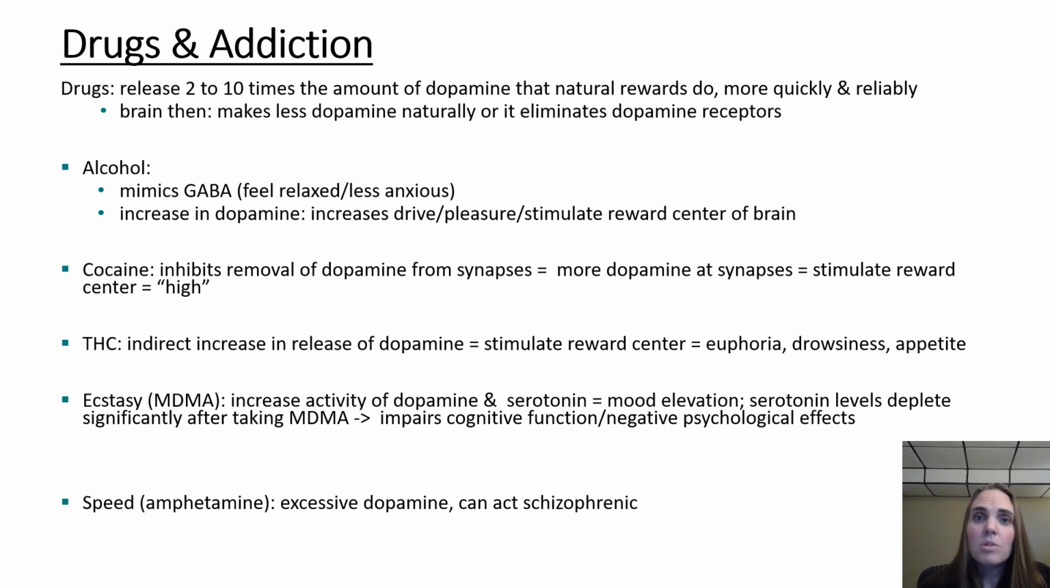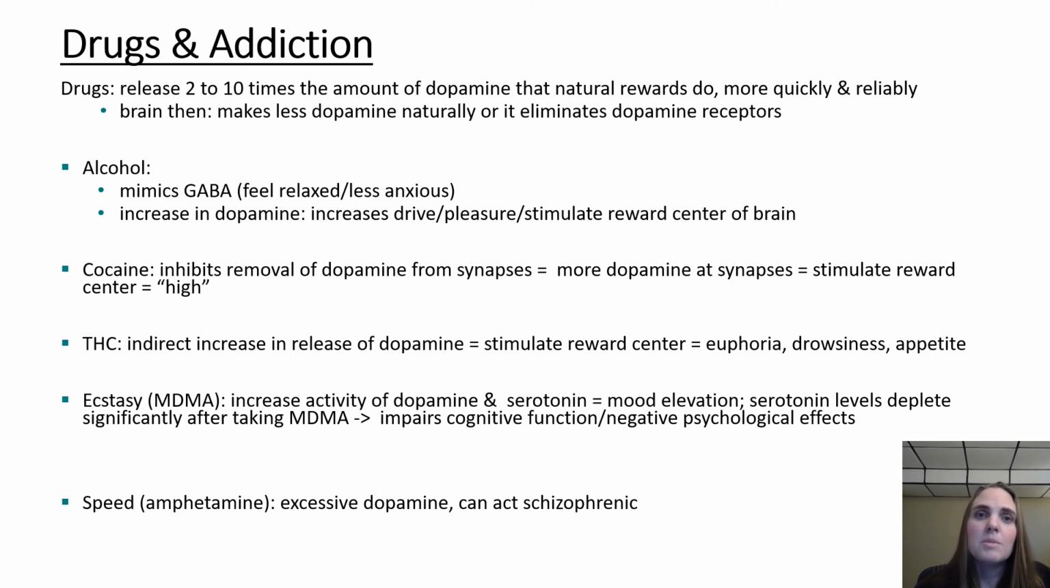Cocaine is going to inhibit removal of dopamine from the synapses, so that dopamine is going to stay attached to its receptor, and that gives us this continuous high effect. THC is the chemical that's found in marijuana, and it's going to stimulate the release of dopamine. This can lead to euphoria, drowsiness, and an increase in appetite. Ecstasy is going to target our serotonin receptors, so it's going to affect our mood and can also impair cognitive function.